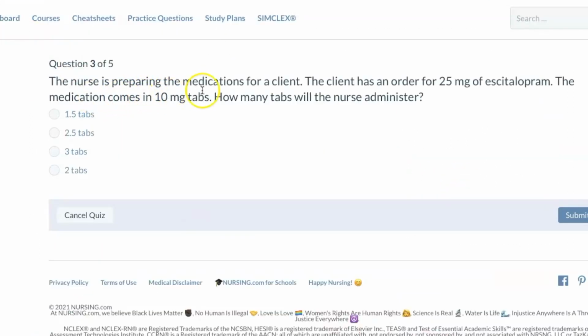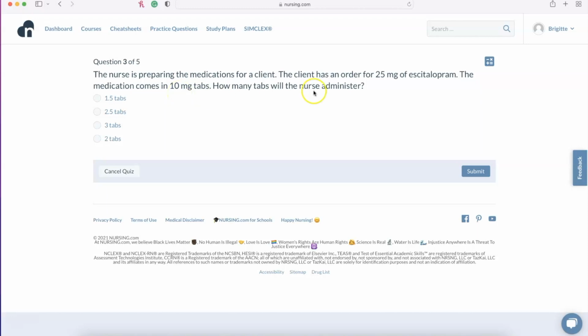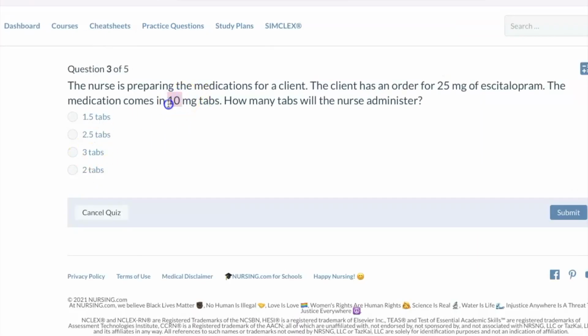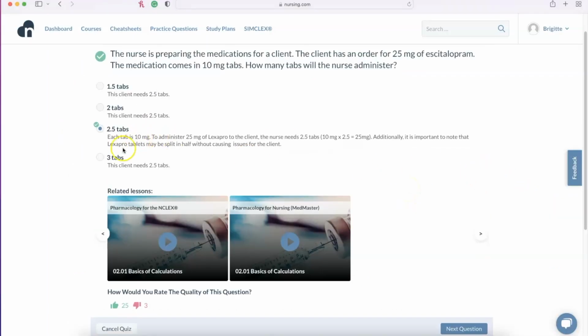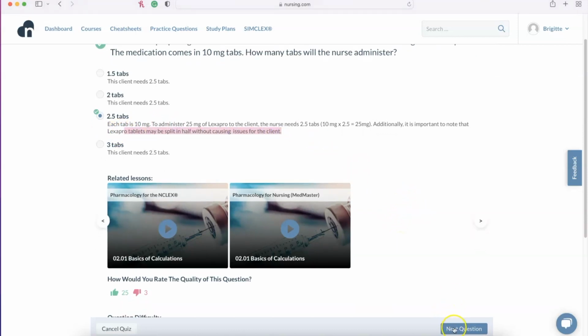The nurse is preparing the medications for a client. The client has an order for 25 milligrams of escitalopram. The medication comes in 10 milligram tabs. How many tabs will the nurse administer? So I'm not a math genius, but even this one we can do off the top of our head. 10 plus 10 is 20, so that's 2 tabs. And then we cut half a tab in order to get 5 milligrams. So it's going to be 2.5 tabs. Remember that we can't cut tablets that are extended release or open up capsules that are extended release.